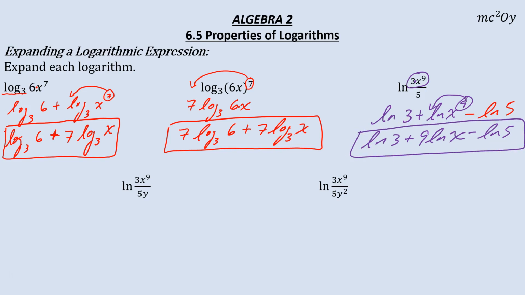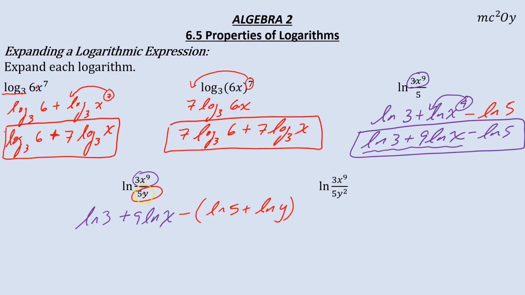Okay, notice the similarities between that problem and this next one. We still have 3x to the 9th on top, so that's not going to change. That 3x to the 9th is represented by this. So we're still going to have the natural log of 3 plus 9 natural log of x. But then on the bottom, we now have an extra y there, so we are subtracting the natural log of 5 plus the natural log of y.